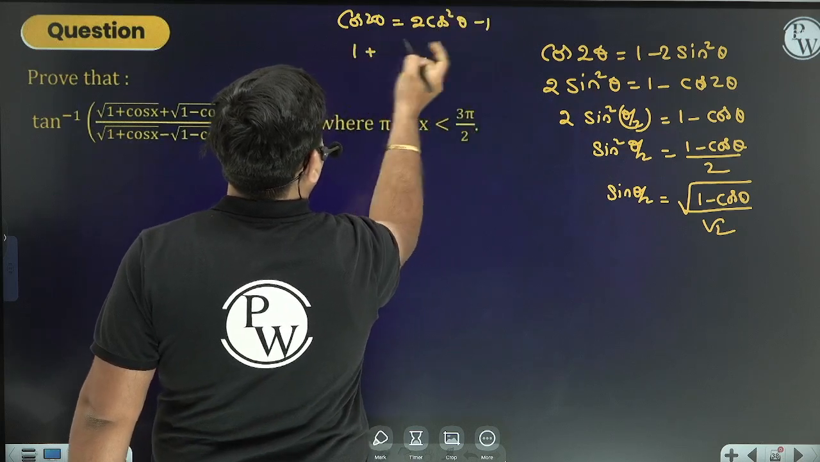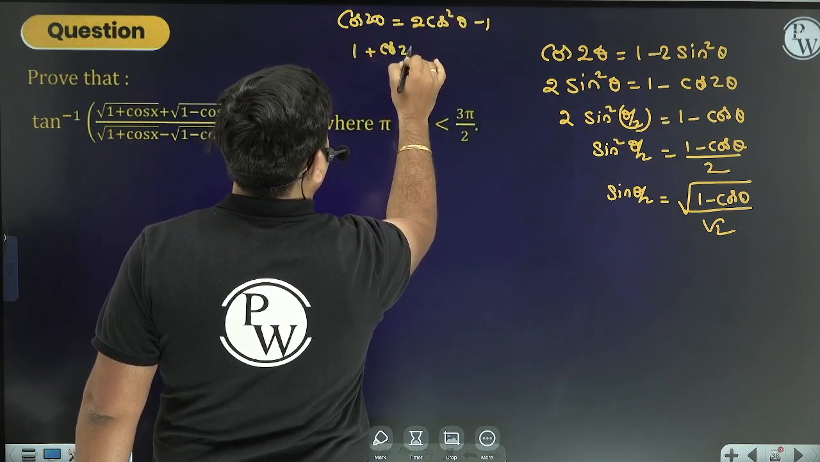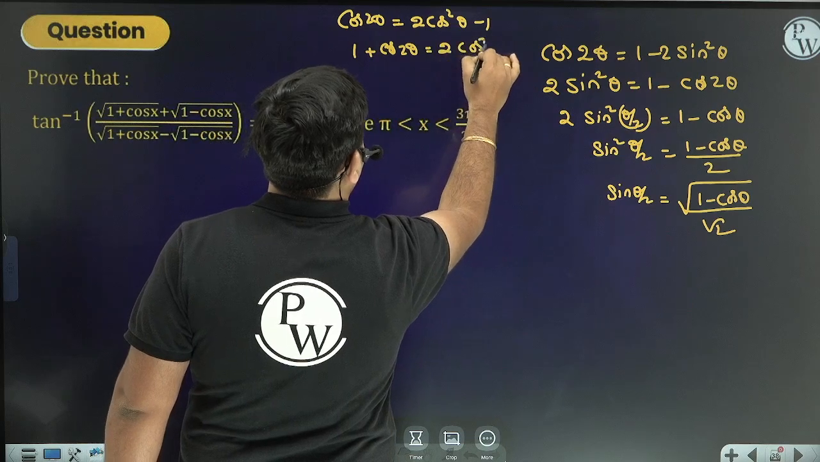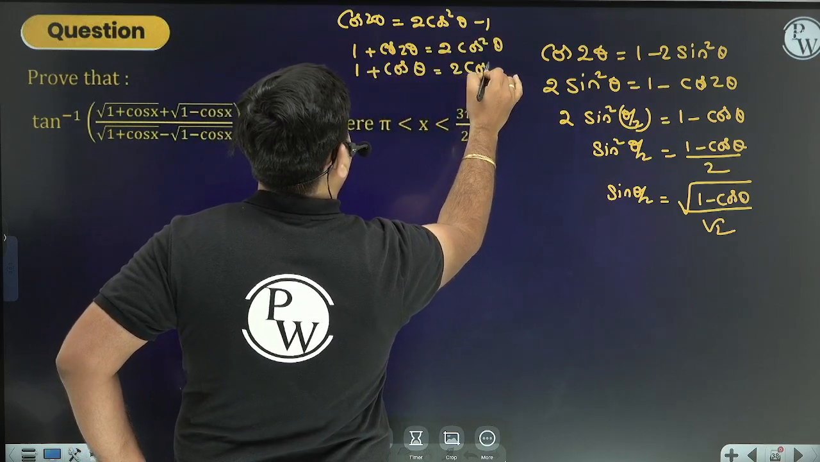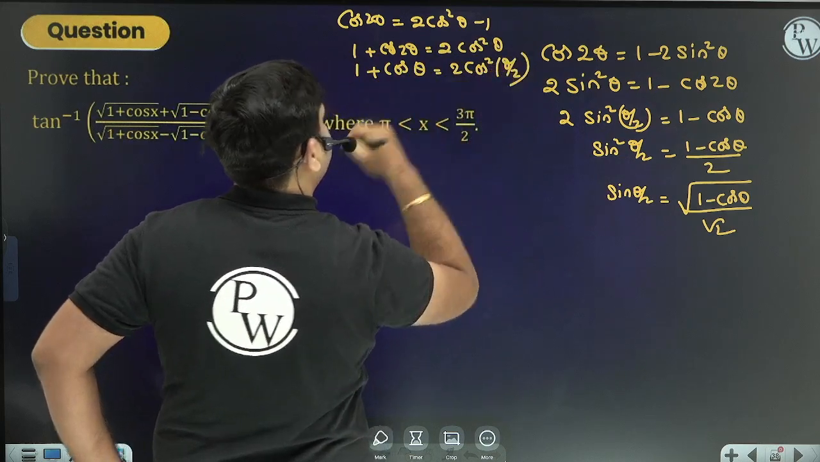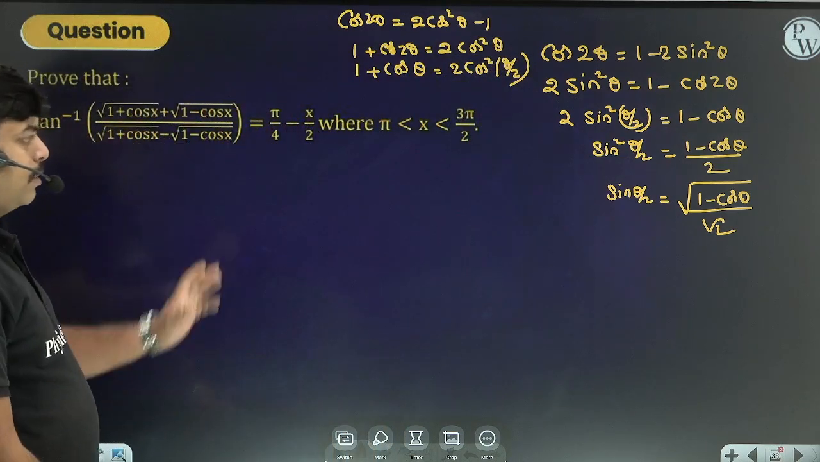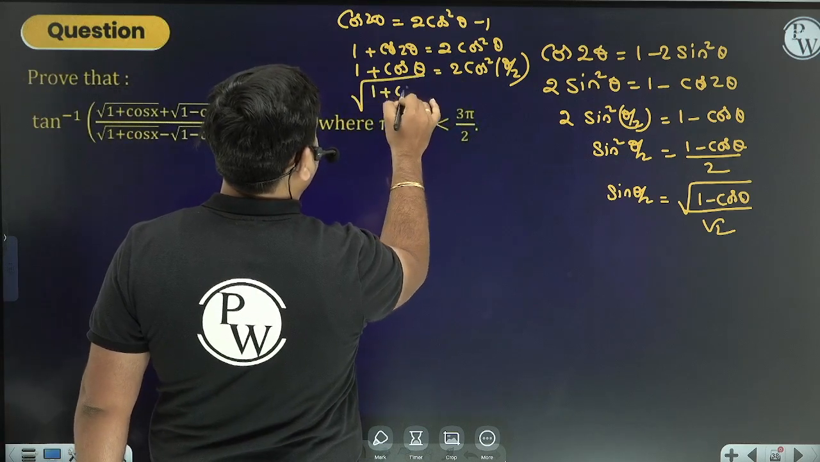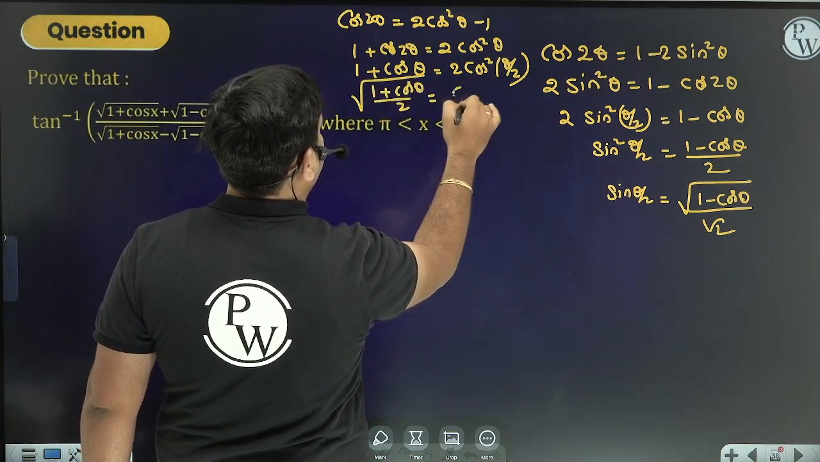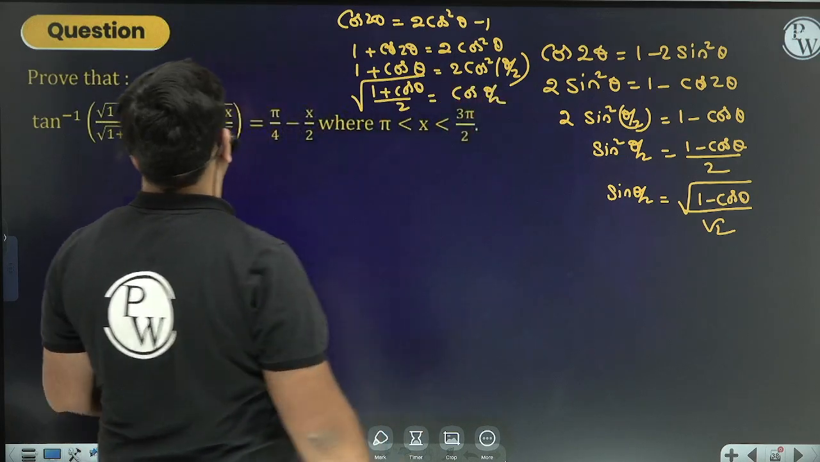So 1 plus cos 2 theta is equal to 2 cos square theta, or 1 plus cos theta is equal to 2 cos square theta by 2. Right? So squaring on both sides, you will get root over 1 plus cos theta by 2 becomes cos theta by 2. The same thing here, root 1 plus cos x.